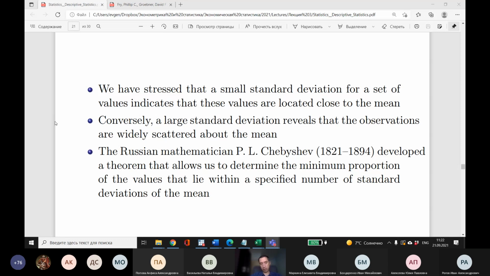First, we have stressed that a small standard deviation for a set of values indicates that these values are located close to the mean. And a large standard deviation reveals that observations are widely scattered about the mean. There was a Russian mathematician, Chebyshev. He developed a theorem that allows us to determine the minimum proportion of the values that lie within a specified number of standard deviations of the mean.